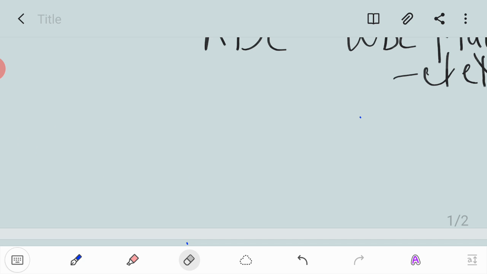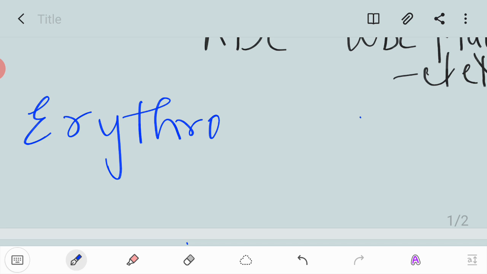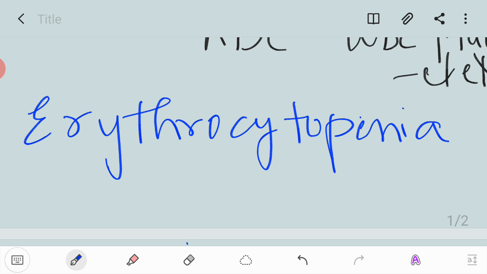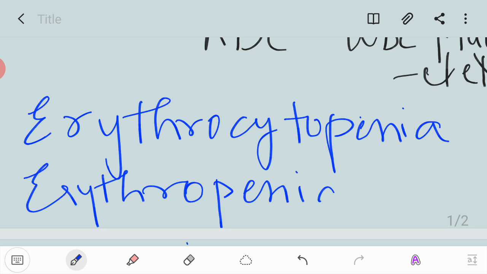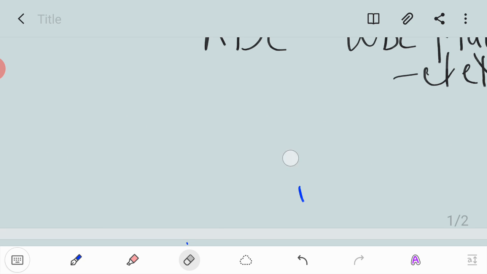Now, one more disease name is erythropenia. Let me write it for you. Erythrocytopenia, or else you can call it erythropenia. Both are the same. It's a deficiency in RBCs. The deficiency of red blood cells is also known as anemia, or else erythrocytopenia, or else erythropenia. I hope I'm clear with this also.